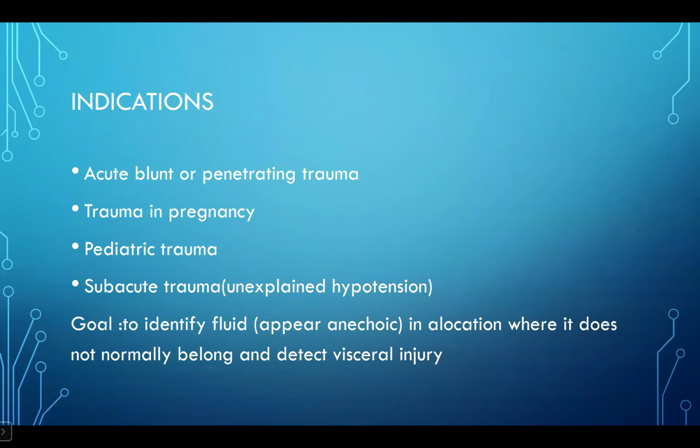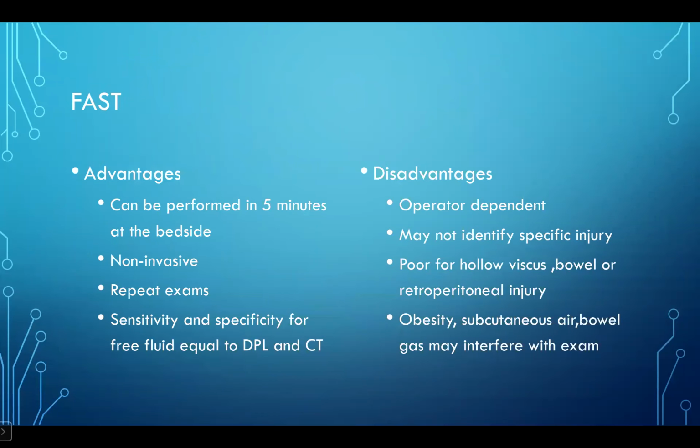The advantages of the FAST scan: it can be performed within 5 minutes, it's non-invasive, it can be repeated, and it has the same sensitivity and specificity for detection of free fluid as diagnostic peritoneal lavage and CT. Disadvantages: it's operator dependent and may not identify specific injuries such as hollow viscus bowel or retroperitoneal injury. Obesity, subcutaneous air, and bowel gas may interfere with the examination.